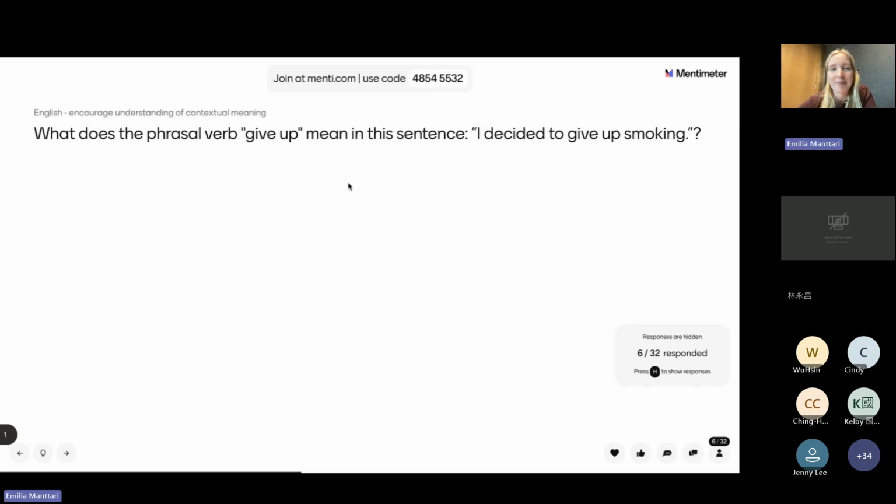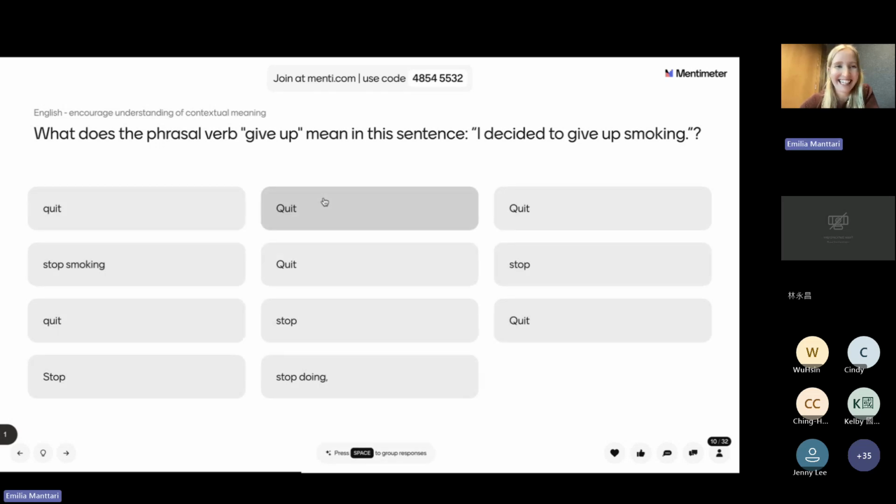So here, this example is really around encouraging your students to understand the contextual meaning of different words and vocabulary. So here, give up, for example, has multiple different meanings. And then asking a question like this, you're really testing the students' understanding on a deeper level than just simply translating that. Now, let's see what you say.